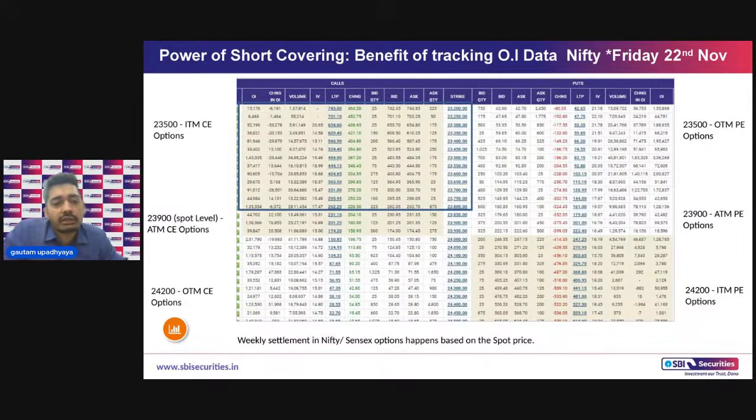So in this particular example, the index was trading closer towards 23,300 odd levels, and traders had built up short positions in all the major strike prices from 23,300 all the way towards 23,500. Traders had built short positions at many major call option strike prices. Now let us see on the chart what basically happened.